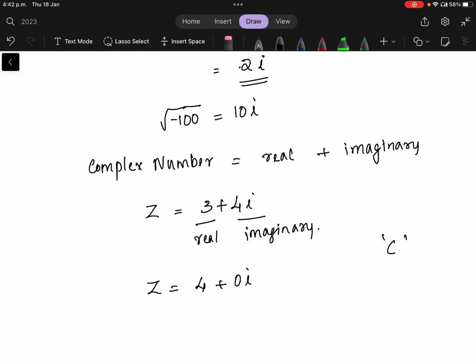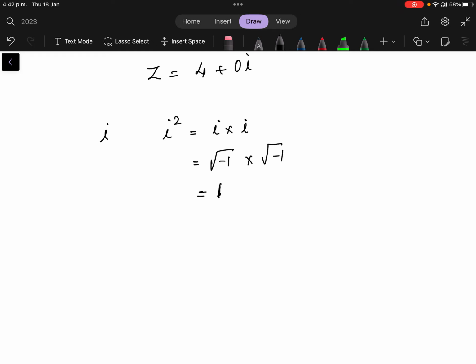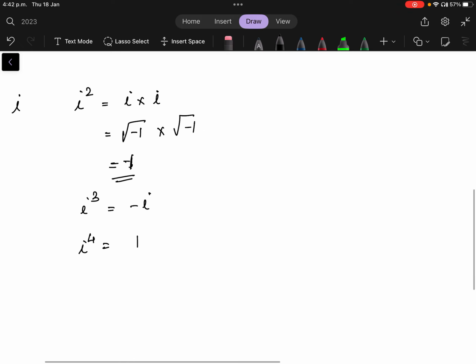Now, for this complex number, if you calculate i square, it is i times i, which is square root of -1 times square root of -1, that is equal to -1. So i square is equal to -1. Similarly, if you find i cube, you will get -i. And if you find i to the power of 4, you will get 1.